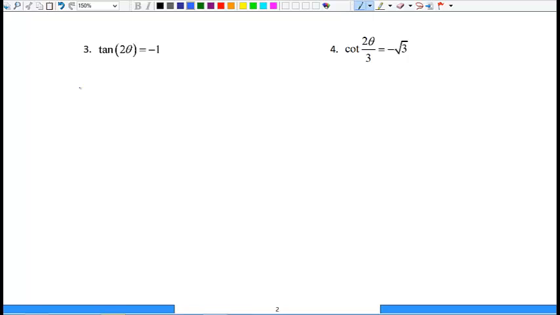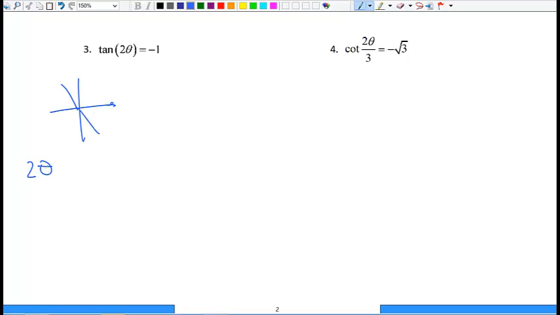Okay, so in number 3, we're looking at tangent of 2 theta equals -1, and we're looking at a multiple angle problem. So that means we're going to go around the unit circle twice to get our answer. And just a quick reminder, where do I even see a negative tangent to begin with? Tangent is negative in the second and in the fourth.